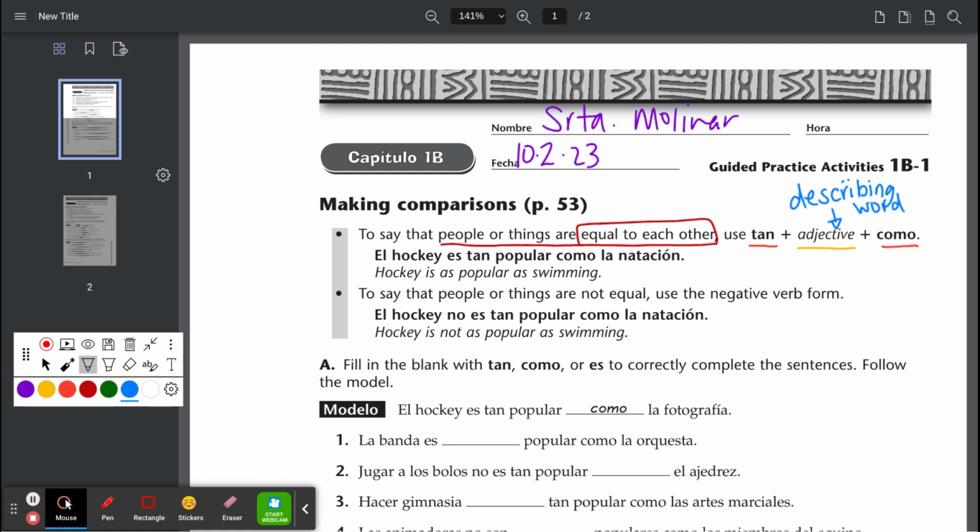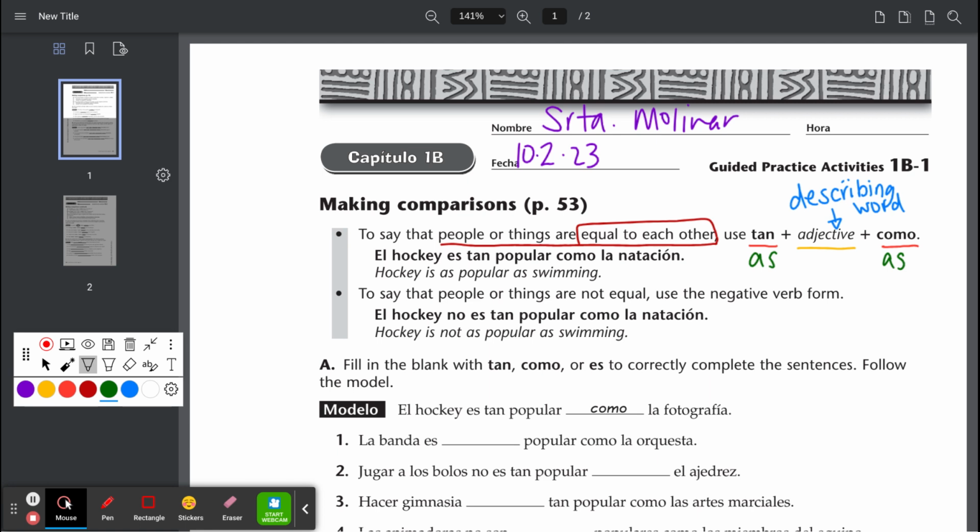So for example, el hockey es tan popular como la natación. Popular is our adjective, so we use tan and como to compare hockey and swimming. So in case you don't remember, tan means as, and como in this case also means as. So como depends on context, but when we use it to compare, it's used as the word as.